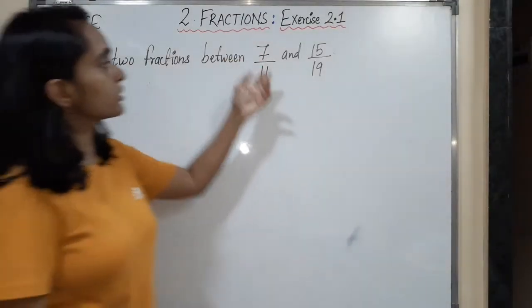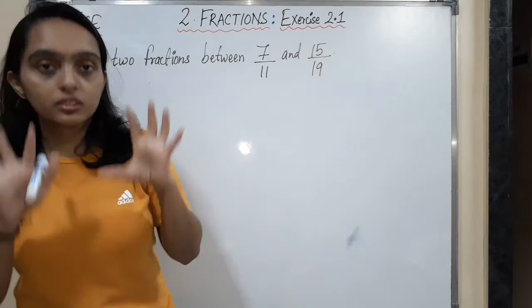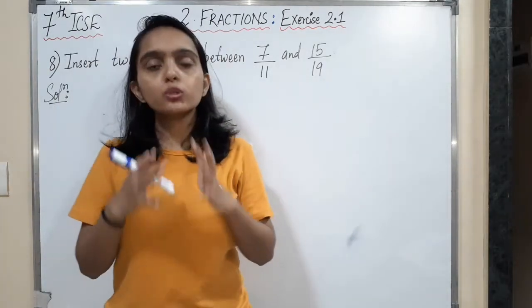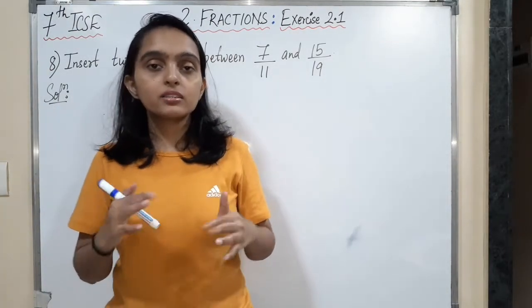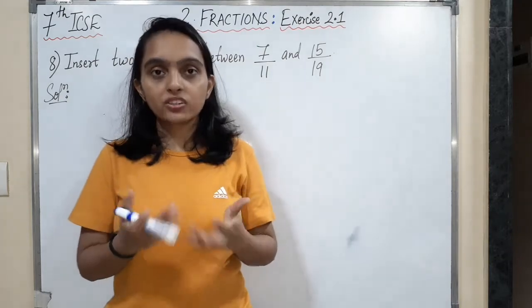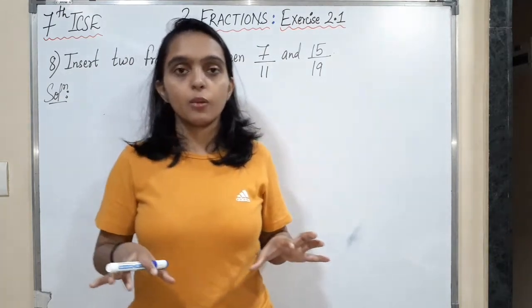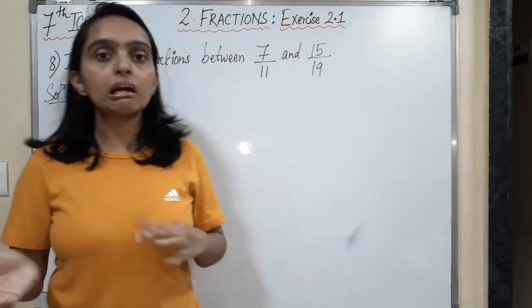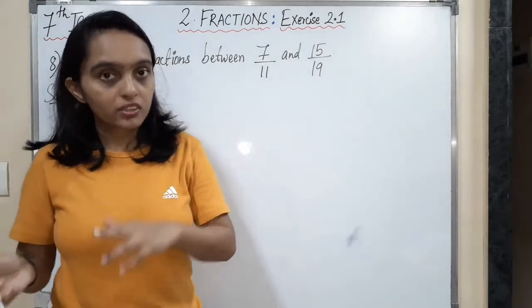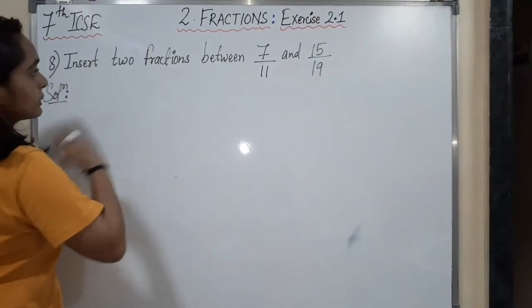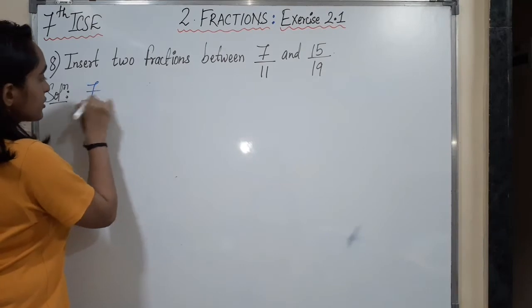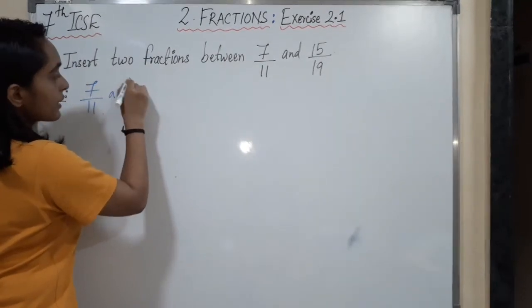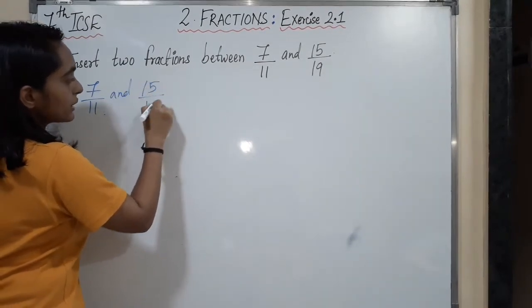The eighth question is insert two fractions between the given fractions. So the fractions are given, we have to insert two fractions between them. That is, we have to find two fractions between the given fractions. Here, the first step again is to convert the unlike fractions into like fractions. Solution will be 7 upon 11 and 15 upon 19.